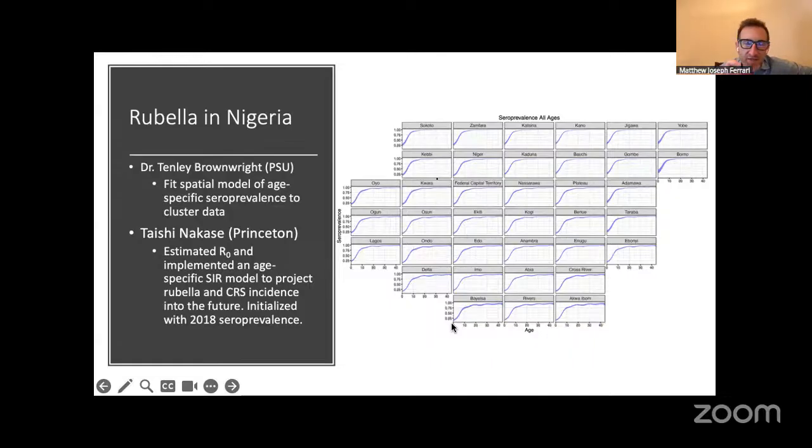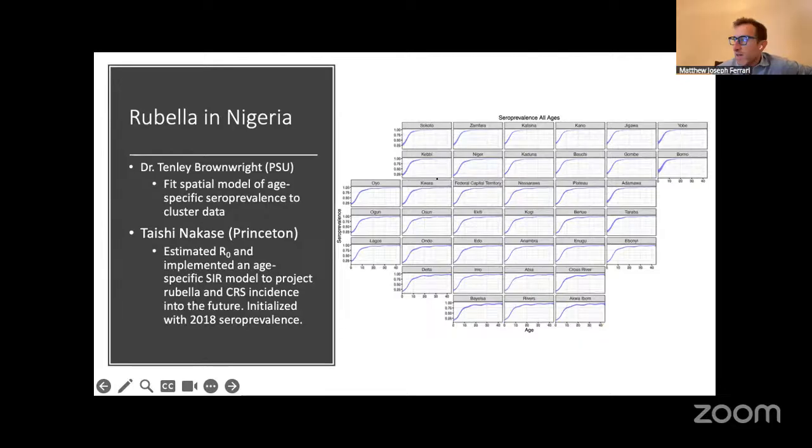The x-axis in each facet is age in years, and the y-axis in each facet is the proportion of individuals of that age that are seropositive. This is derived from a large national serosurvey of over 135,000 participants across all ages between 6 months of age and 45 years of age.